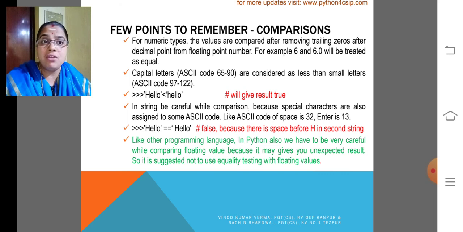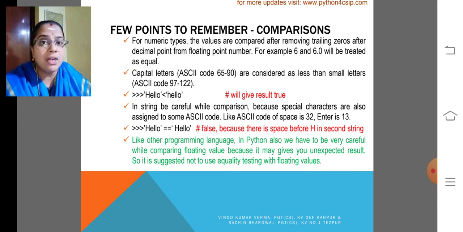In strings, be careful while comparing because special characters are also assigned some ASCII code. Like the ASCII code of space is 32. Enter is 13. So if you are putting hello equal to space hello, what comparison happens first? H and space. The ASCII code of H is different from space. Space is 32. So the interpreter will give false because there is a space before H in the second string.